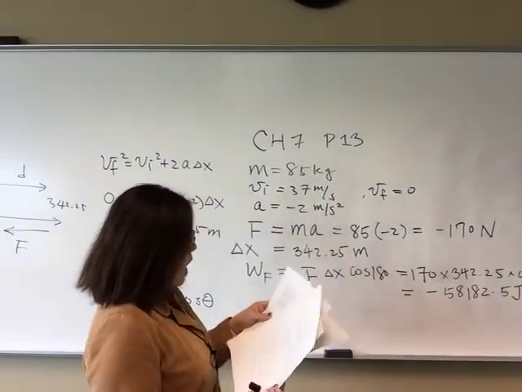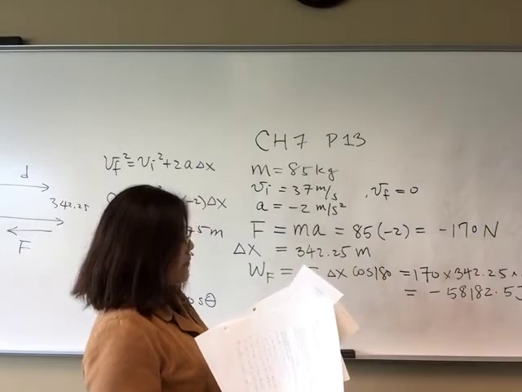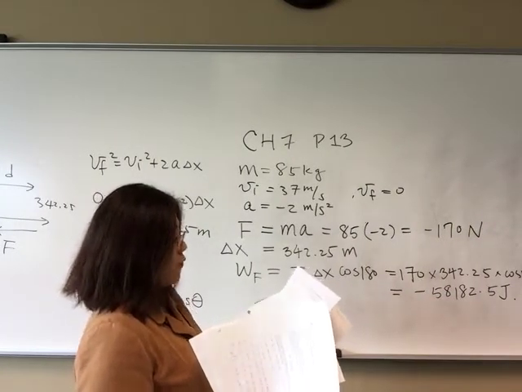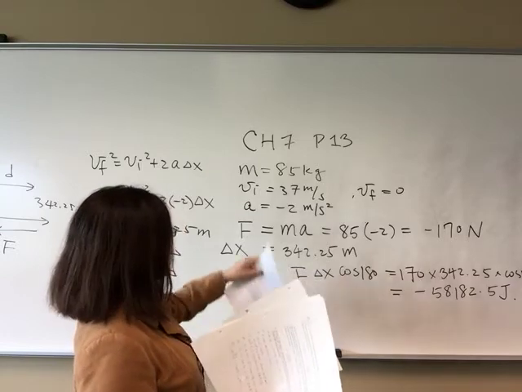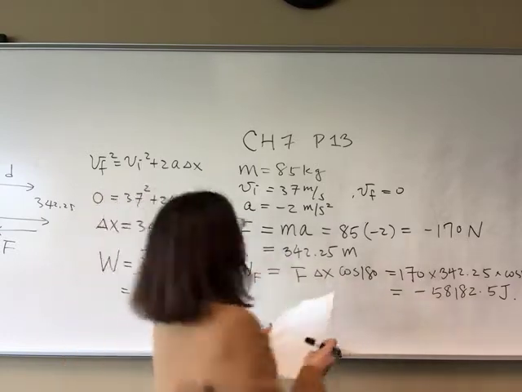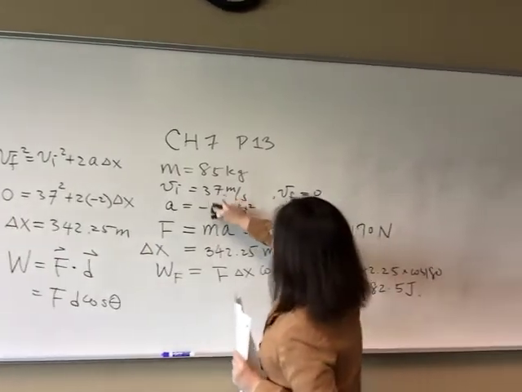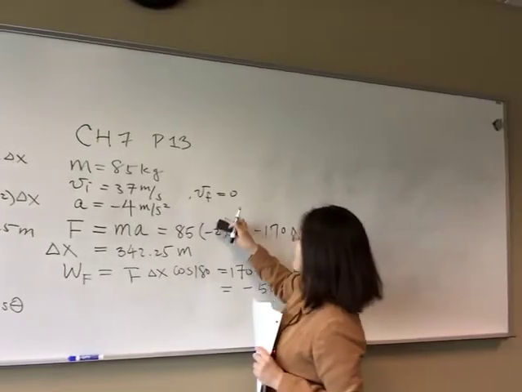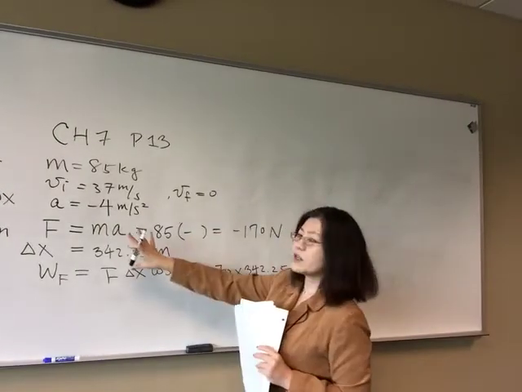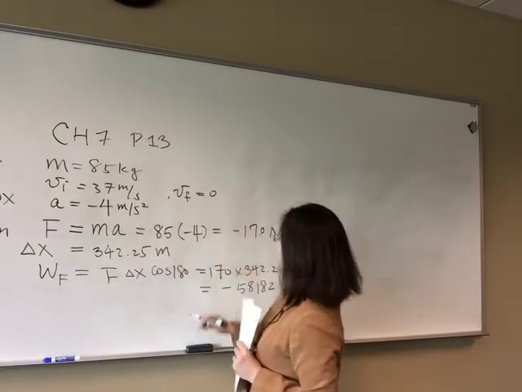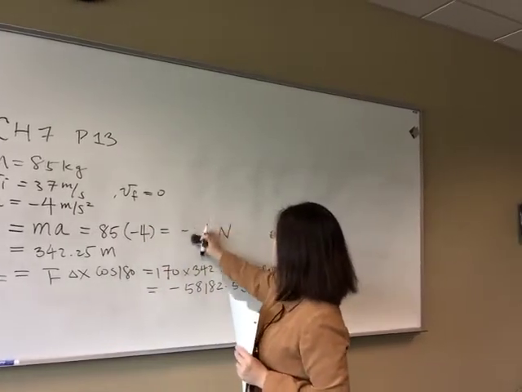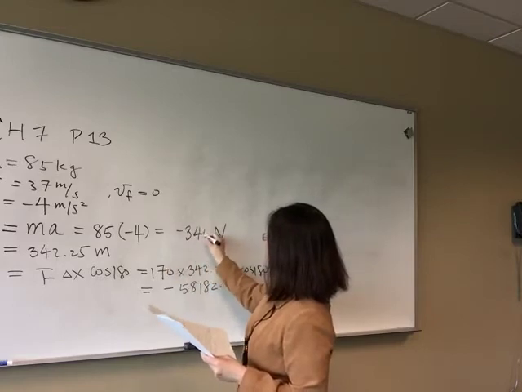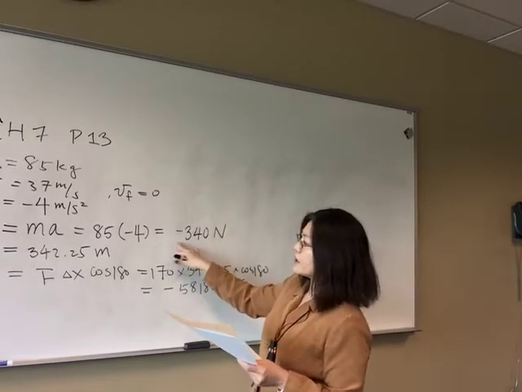And then the problem says that if the acceleration is instead 4 meters per second squared, what will all these quantities be? In other words, if this is -4, what would that be? Everything stays the same, all the formulas stay the same, they don't change. But magnitude-wise, let's see what we get here. So the force is basically doubled.